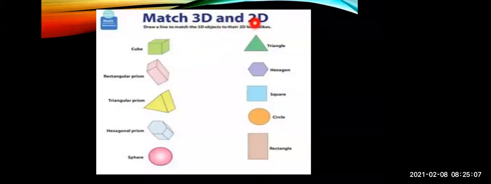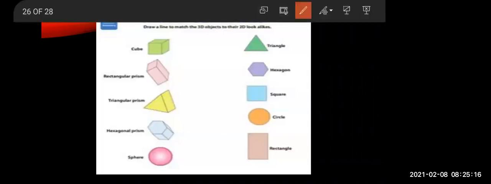Now match 3D and 2D shapes. Now the first one is the cube. So can you match? Can you tell me which one the cube will match? See the shapes. Yes, the cube will match to the square.